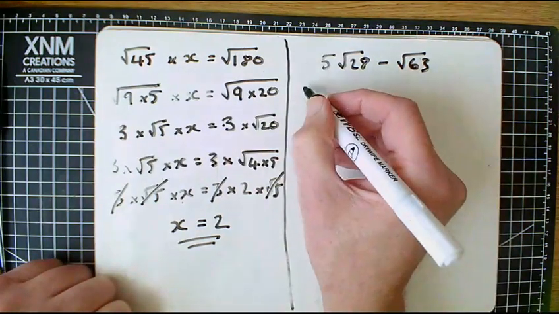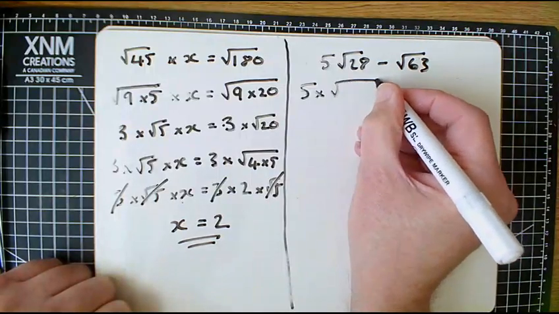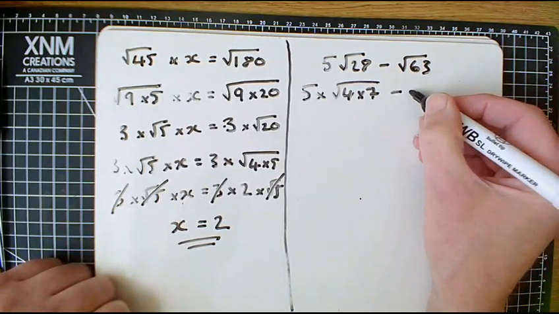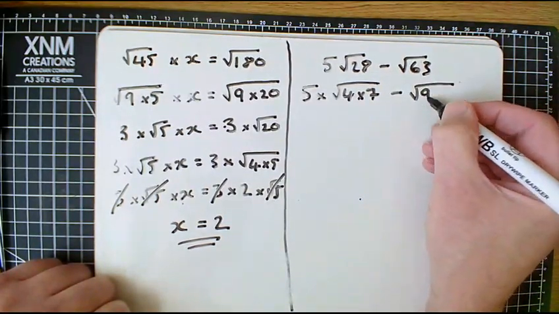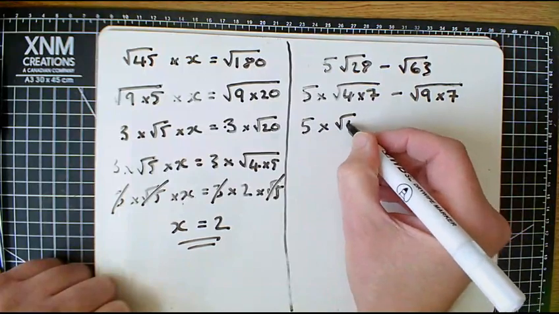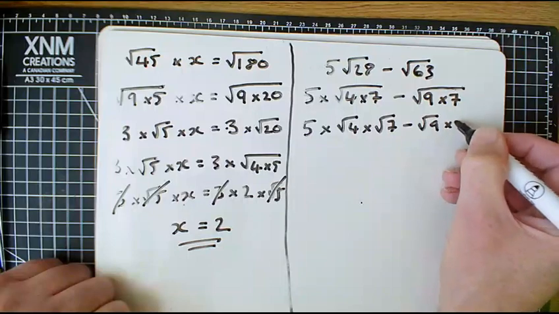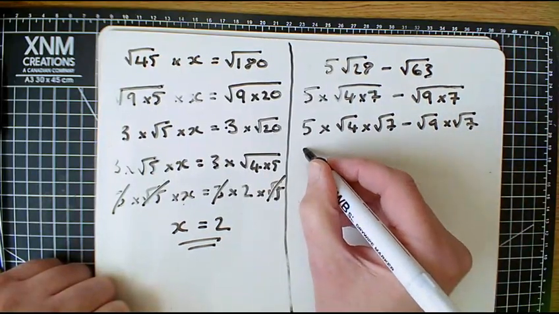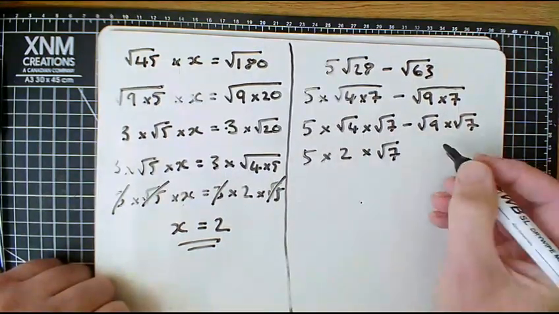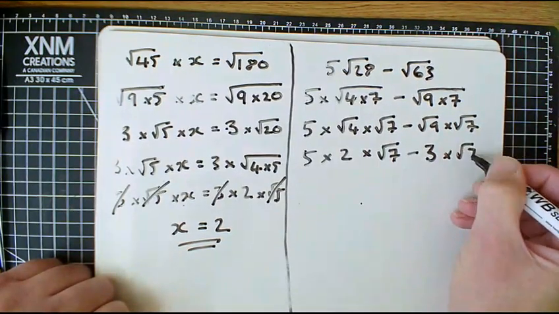Right, let's try this one. So 5 times the square root of 28, I can think of that as 4 times 7. Take away the square root of 63, that's 9 times 7. So 5 times the square root of 4 times the square root of 7, take away the square root of 9 times the square root of 7. Gives me 5 times 2 times the square root of 7, which cannot be simplified any further. The square root of 9 is 3 times the square root of 7.